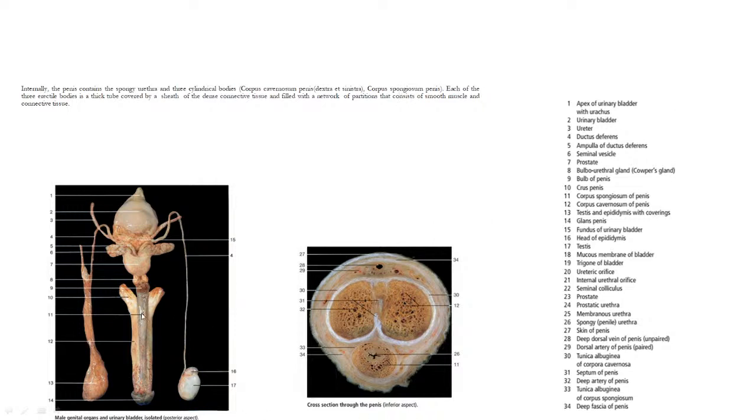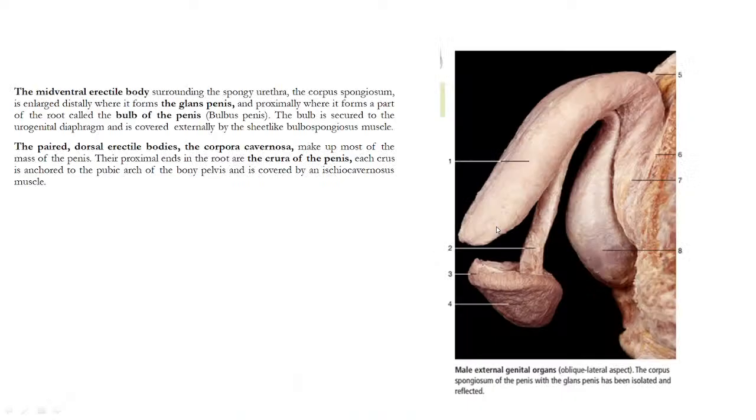Corpus cavernosum and corpus spongiosum. The midventral erectile body surrounds the spongy urethra.